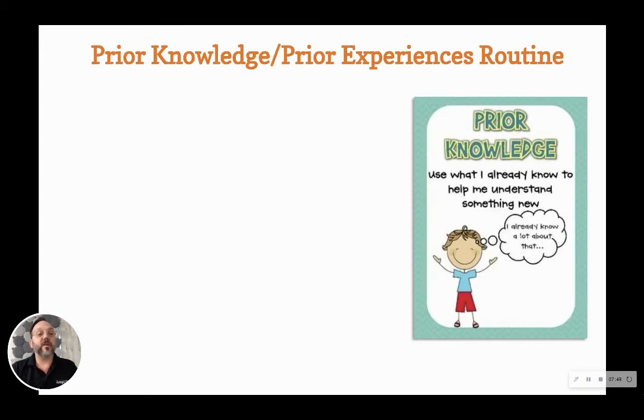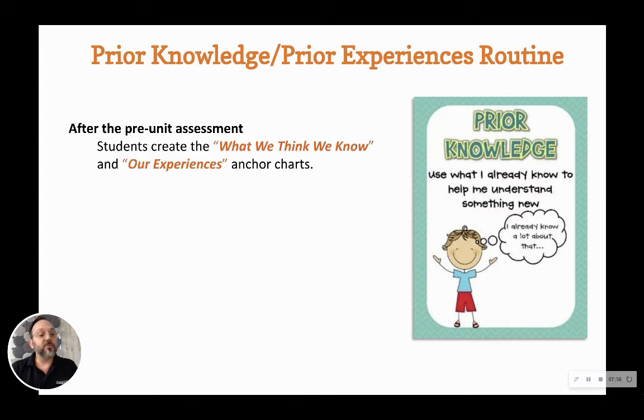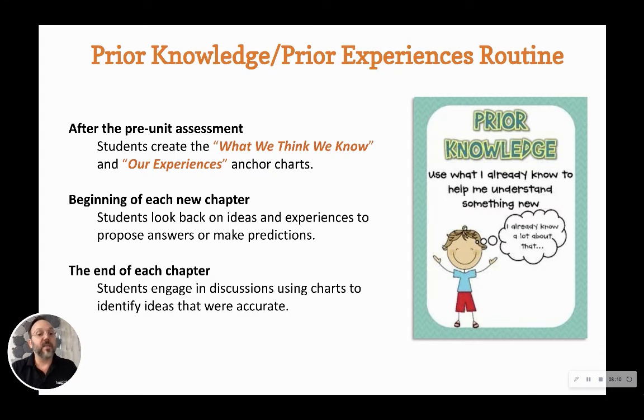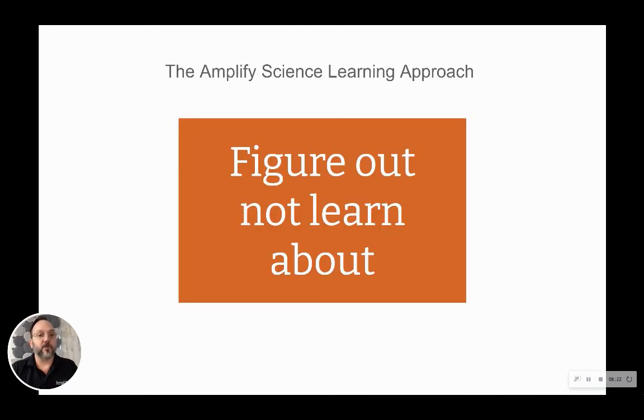In addition, we really want to tap into what students know about science. So you're going to be creating a couple anchor charts with the unit. After the pre-unit assessment is given, you're going to create what we think we know and in our experience anchor chart. The value of this is really to tap into what students already experience and their ideas as they move forward through each chapter and add to that experience and those ideas. And at the end of chapters, students are going to engage in discussions. These charts are going to be focal points in the classroom that keep that science dialogue and that science growth mindset in place in a visual form.